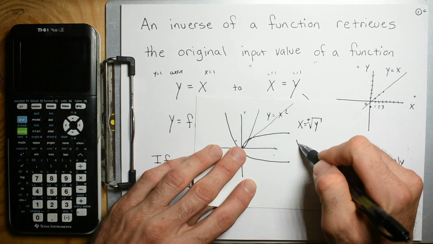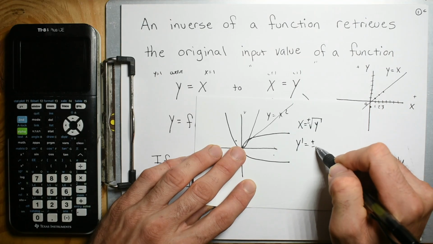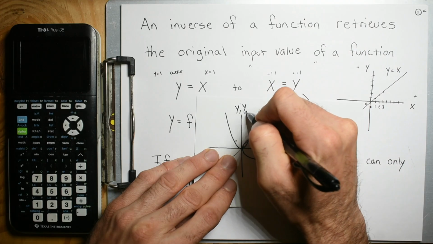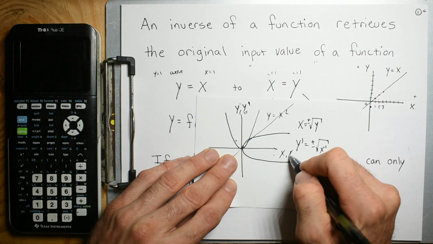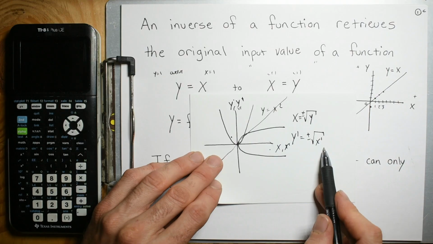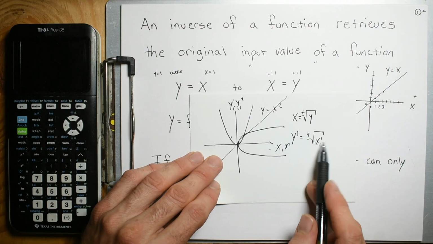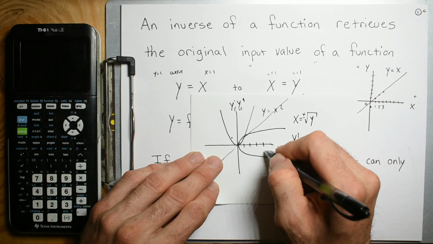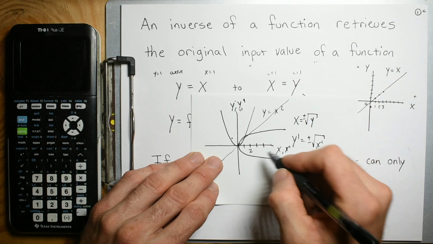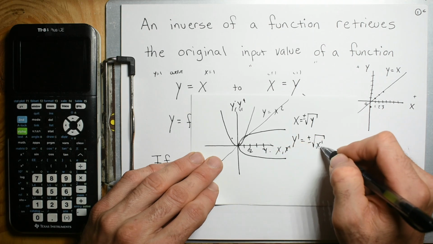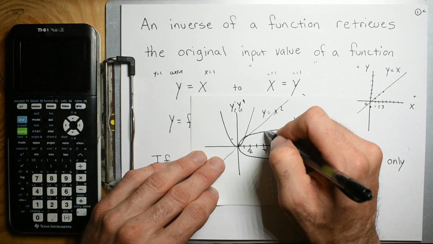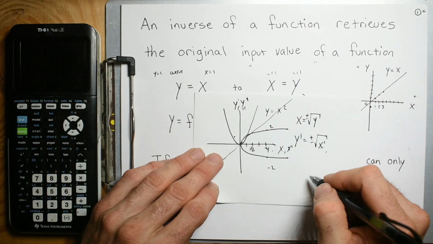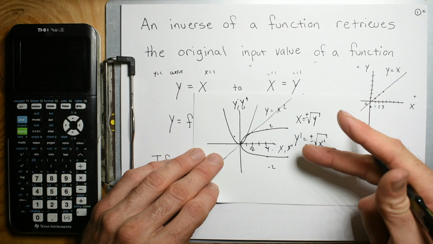So now if I say y prime is equal to plus or minus the square root of x prime, and then I graph y prime and x prime, now this has 2 values. And that no longer is a function. The definition of a function is, if I put in the value of 4 into this equation, I'm going to get a positive 2 and a negative 2. And so a function says you can only get 1 value.